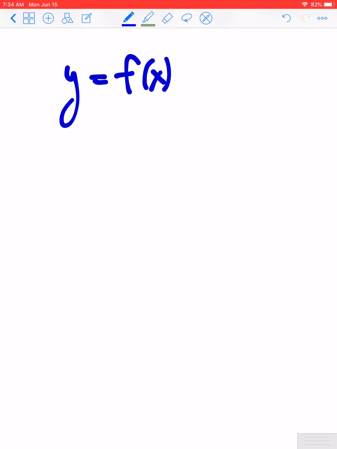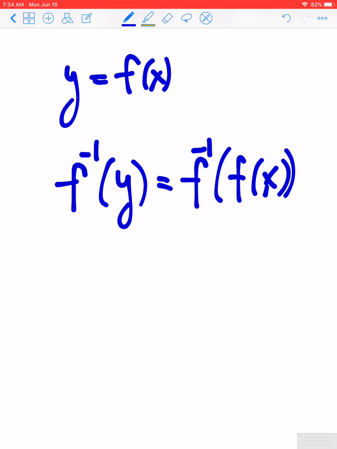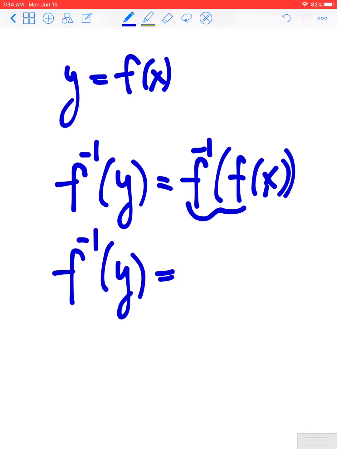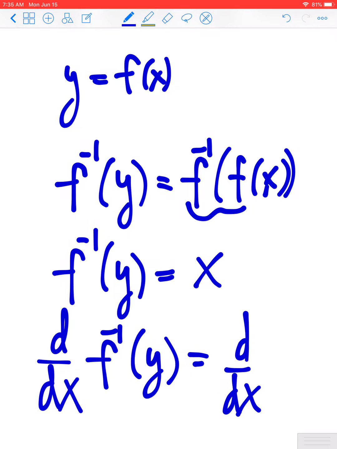To involve the inverse function, I could take f inverse of both sides. Let's take f inverse of both sides. Here's what we would get on the right-hand side: because of the nature of a function and its inverse, these would compose and simply give us x. And from here, let's take the derivative of both sides. I'm going to take d/dx of the left-hand side, and d/dx of the right-hand side.